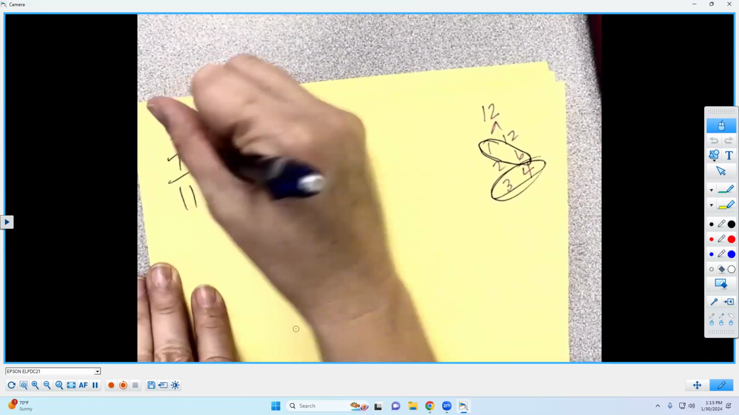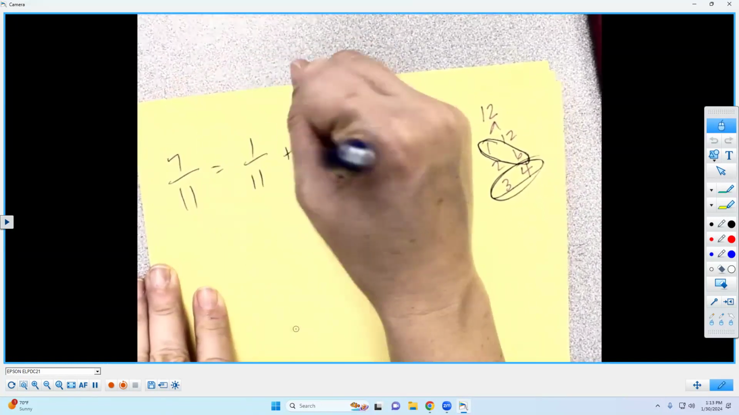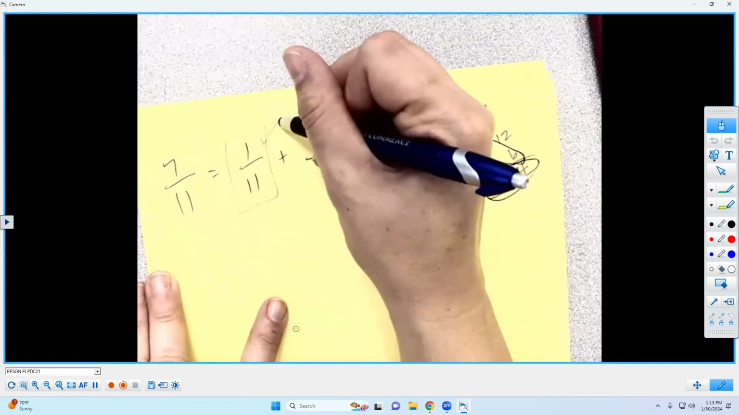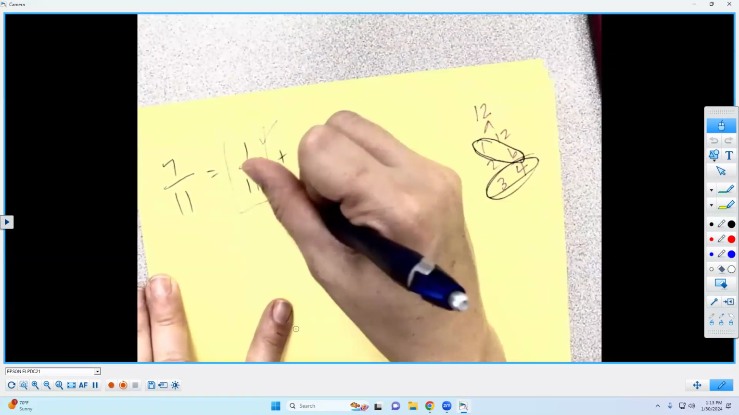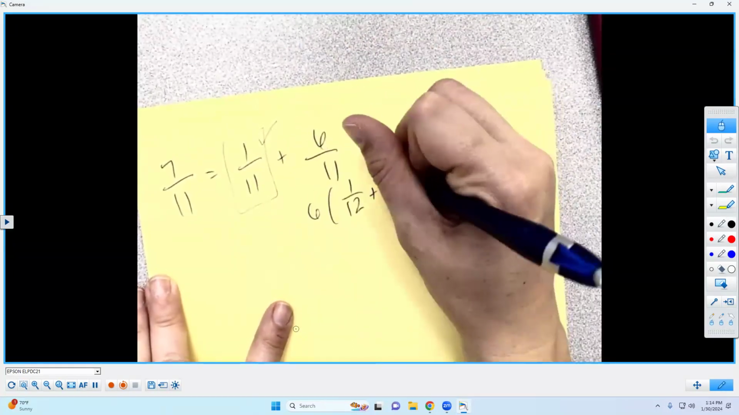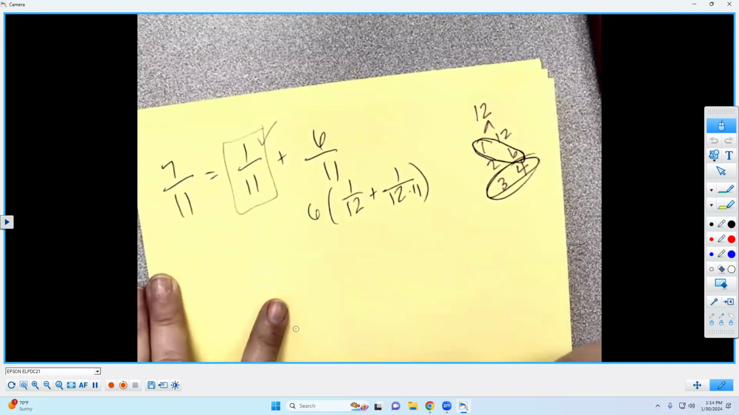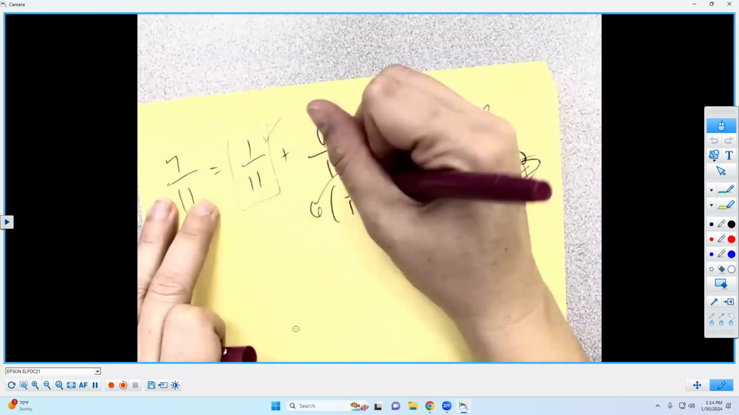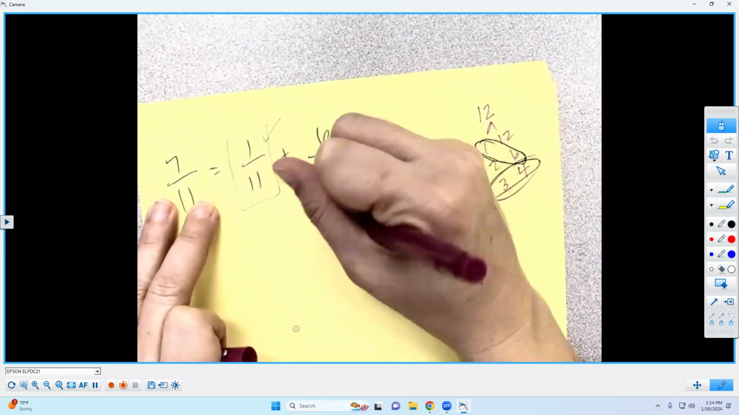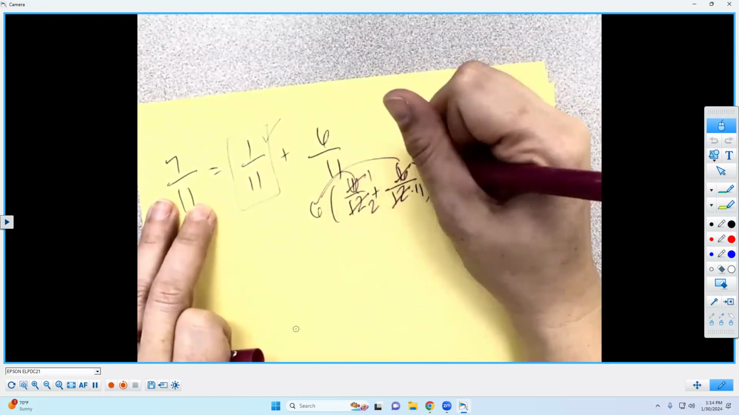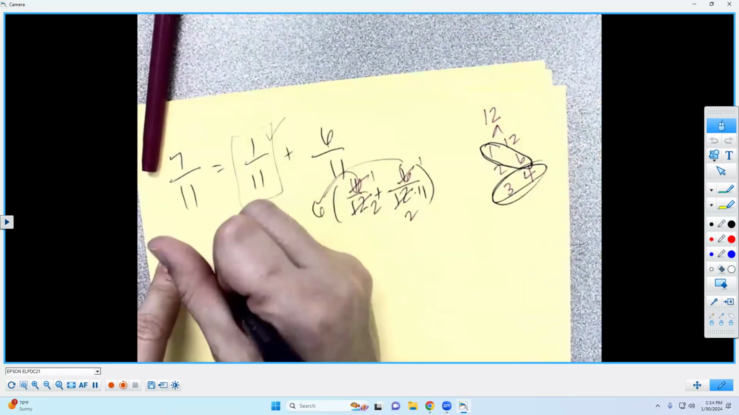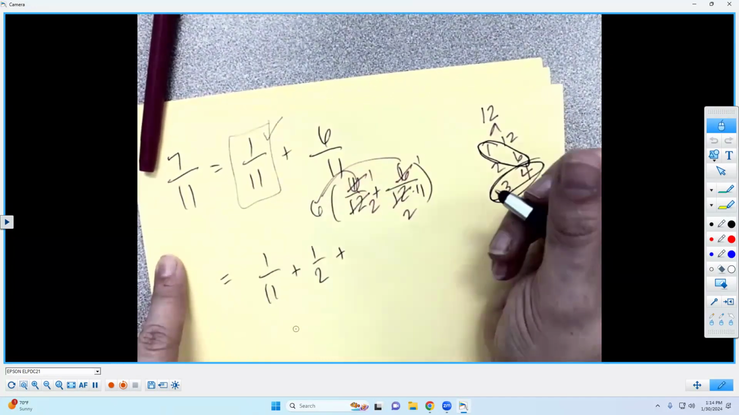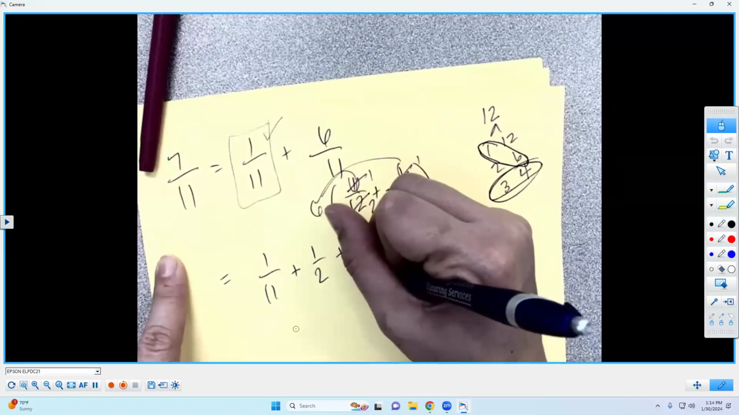So if you did it as 1/11 plus 6/11, 1/11's done. I don't have to split that one, right? And then this would be 6 times 1/12 plus 1/12 times 11. And when I distribute the 6 in, 6 and 12 reduces to 1 and 2. So you get 1/11 plus 1/2 plus 1/22.